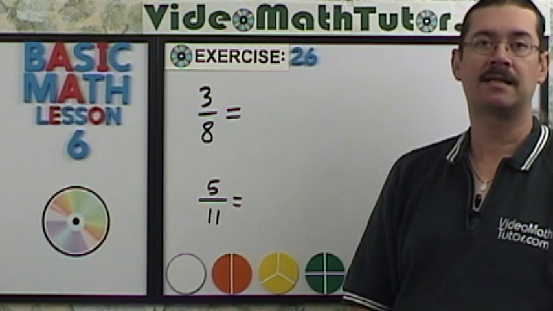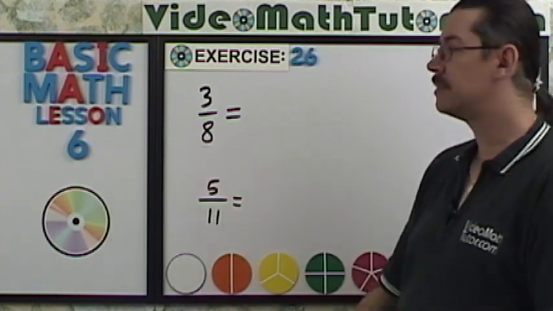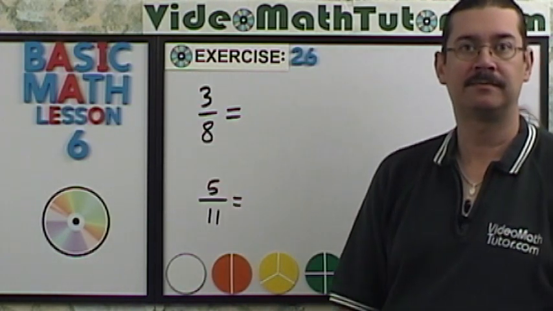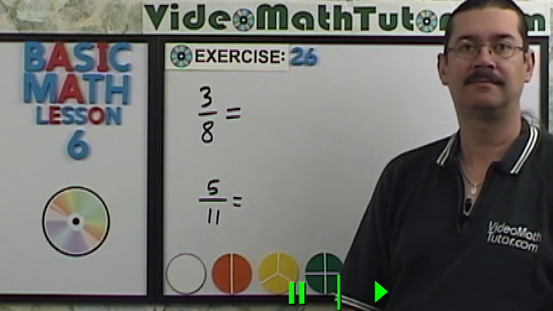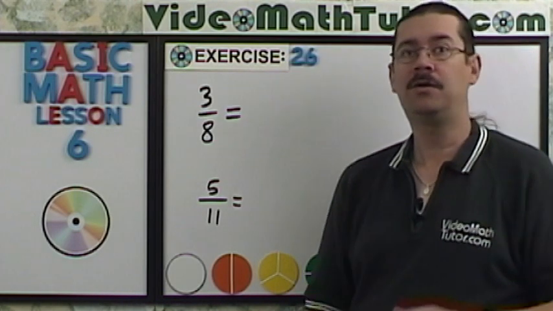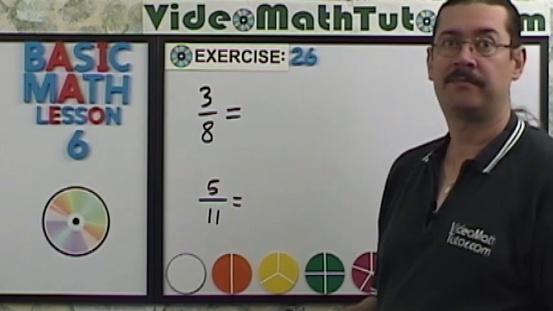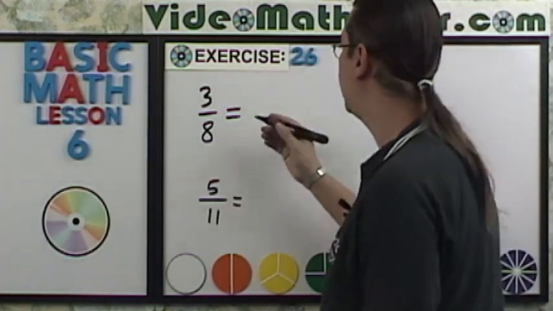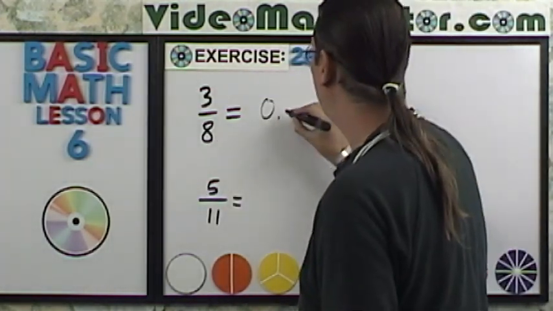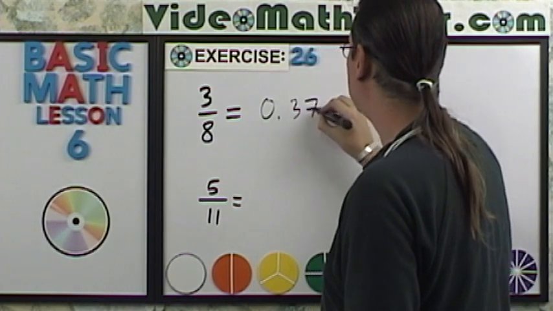For exercise 26, I'd like you to convert each of these fractions into its decimal form. Well, all you have to do is long division. With the first one, you're going to get an answer of 0.375.